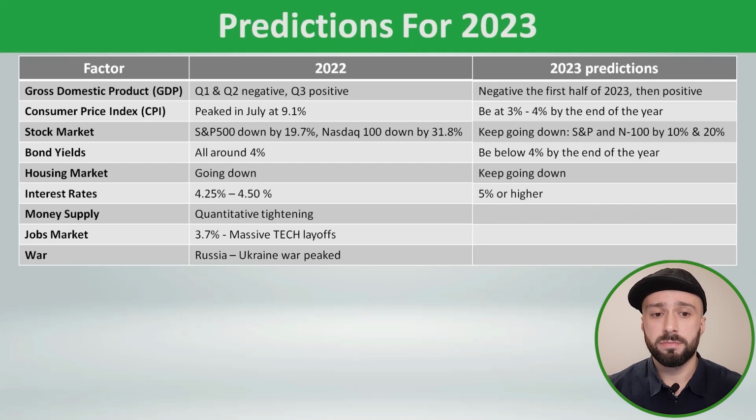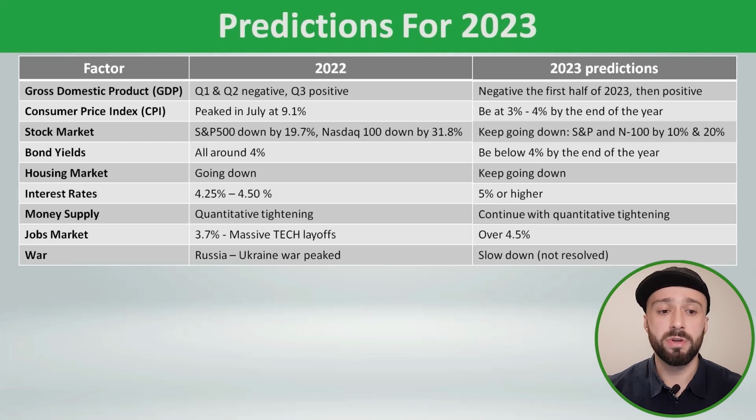Monetary policy, I think we will continue with the quantitative tightening. The job market, I believe it will be above 4.5%. This is because even the Fed said that this is what they are targeting in order to combat inflation. And the war between Russia and Ukraine will slow down. However, it will not be resolved. This will be a conflict for a long time.